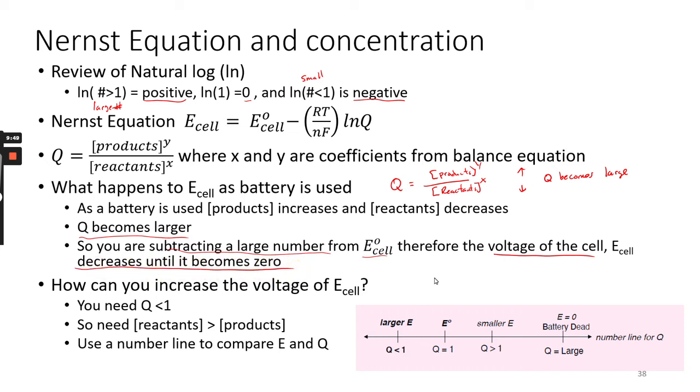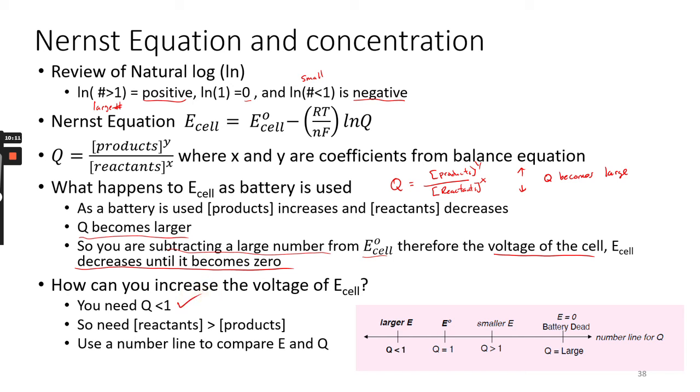The battery's dead. How can you increase the voltage of a cell? Say you want to increase this. You need to make this term negative, so you have a minus a negative and it becomes positive. How do you get log of Q to be negative? You need Q to be less than 1, so therefore you need your concentration of your reactants to be greater than your products.